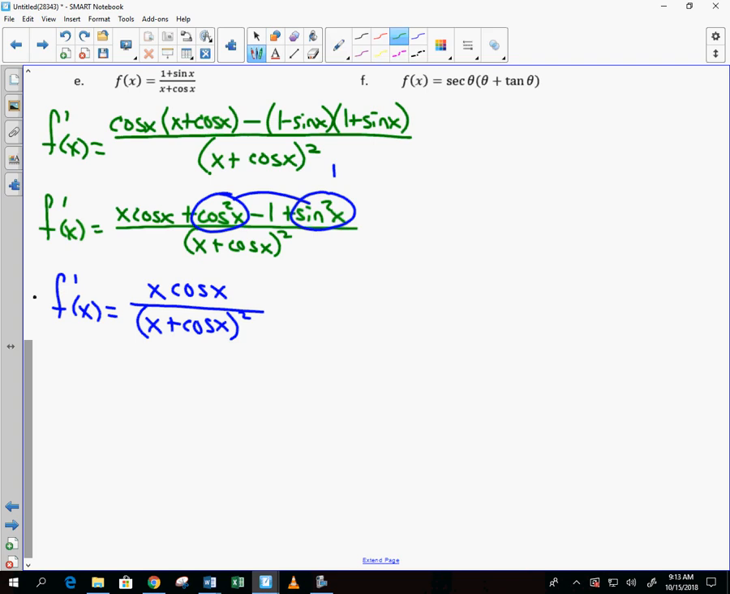You can cross out the cosine of x's. You can cross out the x's. 1 over 1 squared is 1. Boom!